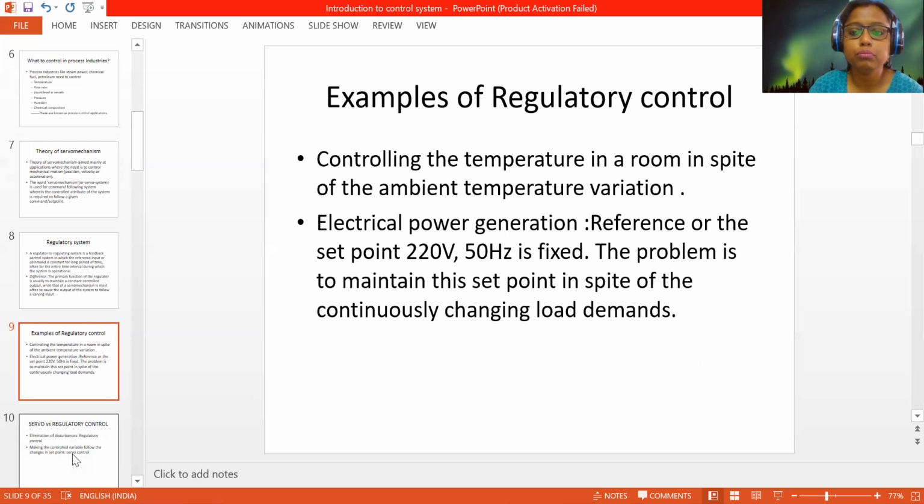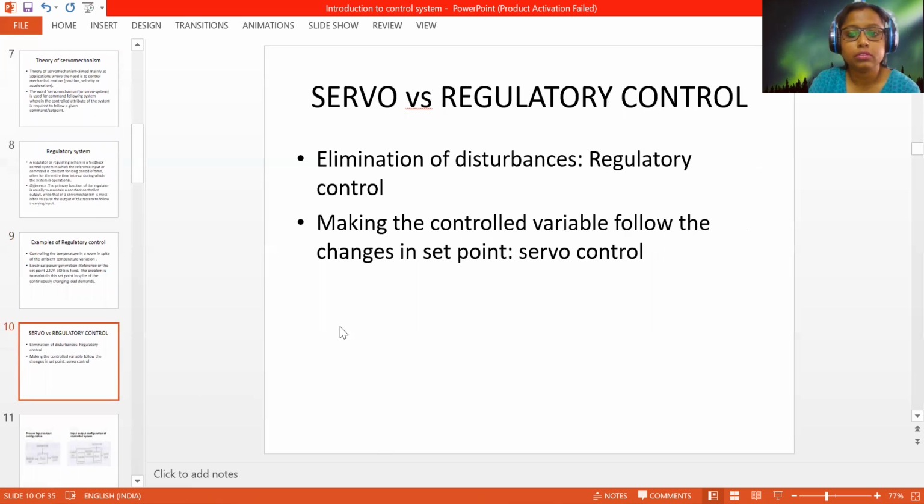Controlling the temperature of a room, and also electrical power generation. In electrical power generation, the reference or set point is 220 volt and 50 hertz, that is fixed. But the problem is to maintain this set point in spite of the continuously changing, varying demand loads. Elimination of disturbances is regulatory control, while making the control variable follow the set point changes is the servo control.